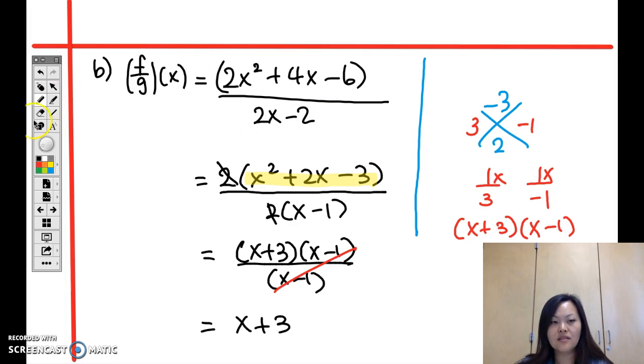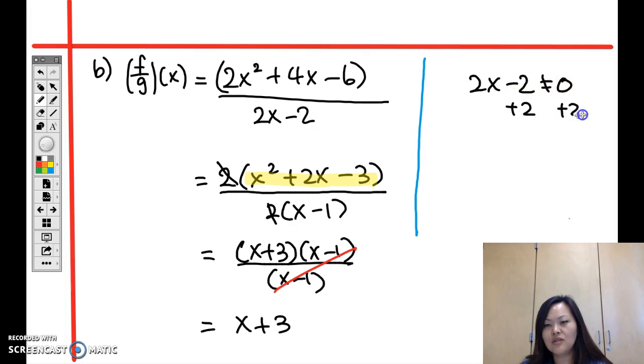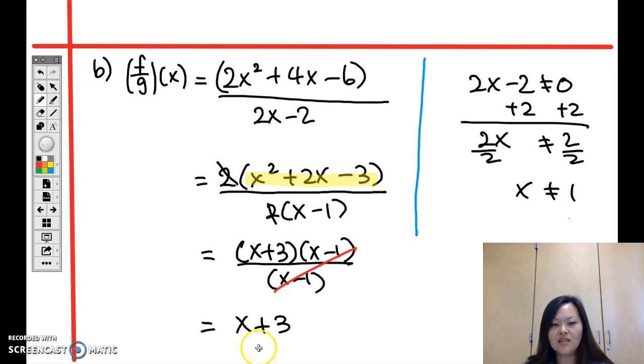So then just let me erase this scratch paper area really fast. And what you're going to do is you're going to put that down. You're going to have to remember that this cannot equal 0. So we're going to say 2x minus 2 cannot equal 0. So let's add 2 to both sides. 2x cannot equal 2. You divide both sides by 2. X cannot equal 1. So your answer is going to be x plus 3 and x cannot equal 1.